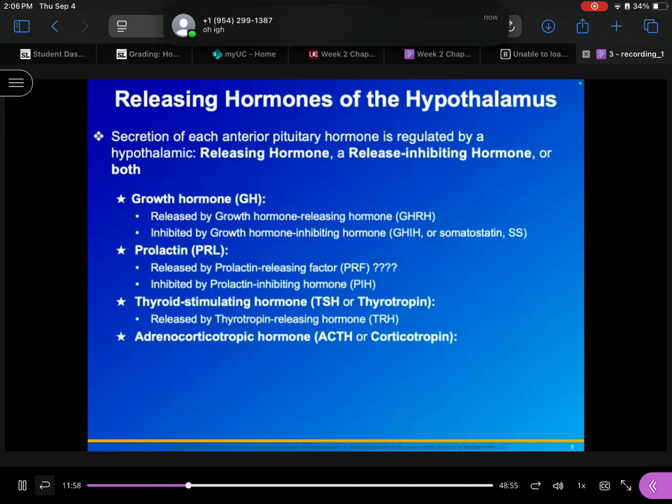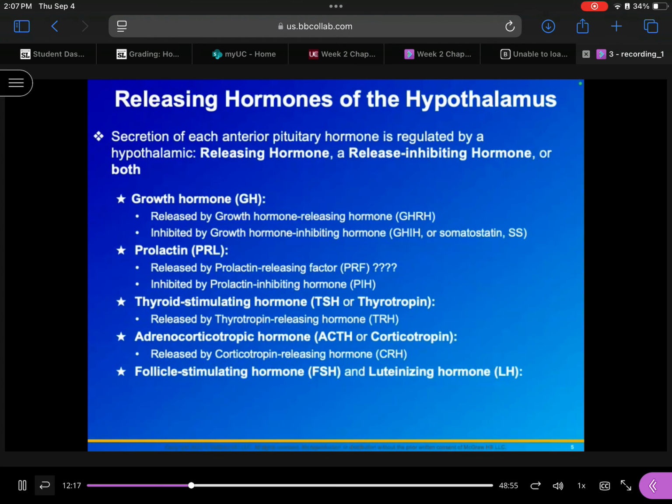All right, then we have adrenocorticotropic hormone, so another tropic hormone, and we call it ACTH. We can also call it corticotropin. Any of those terms are fine. It's released by corticotropin releasing hormone, or CRH.